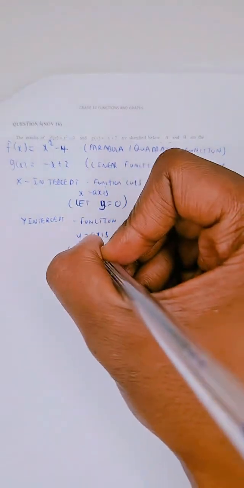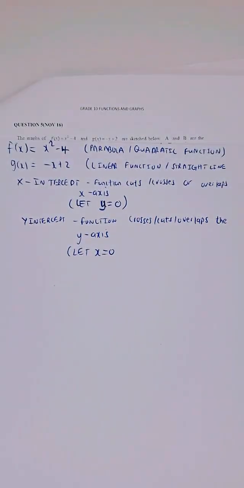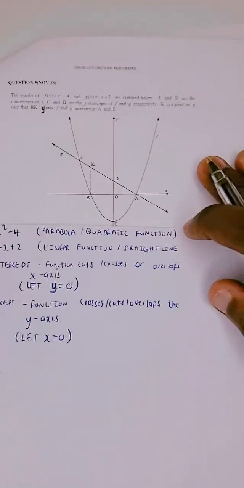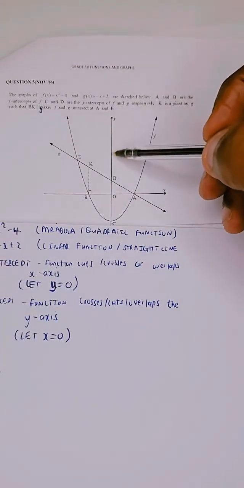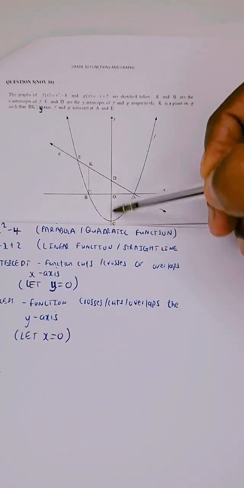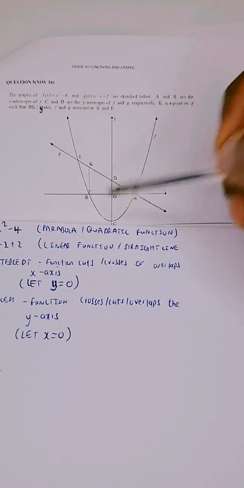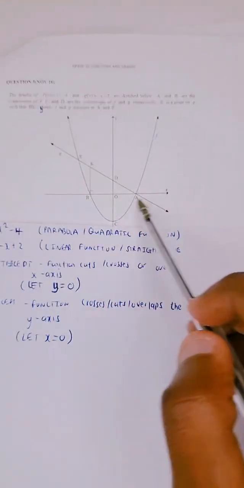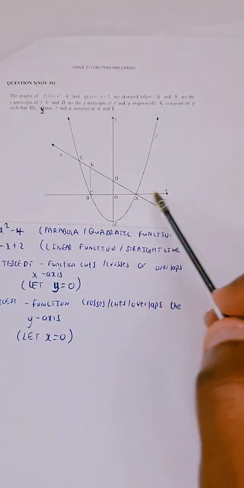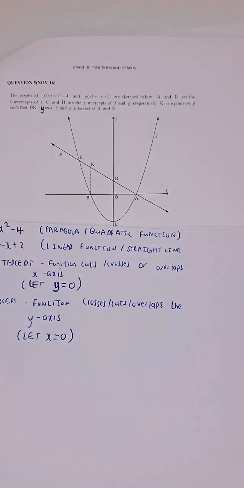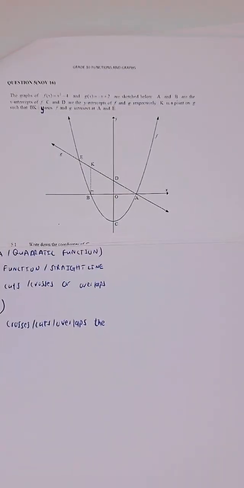There, we always let our x be equal to 0, because everywhere on that vertical line, the y-axis, the value of x everywhere here is 0. Like x is 0 everywhere on this vertical y-axis. Whereas here on the x-axis, y is equal to 0 everywhere on this horizontal line. Okay, those are important things that we need to note, guys. Very important to note.